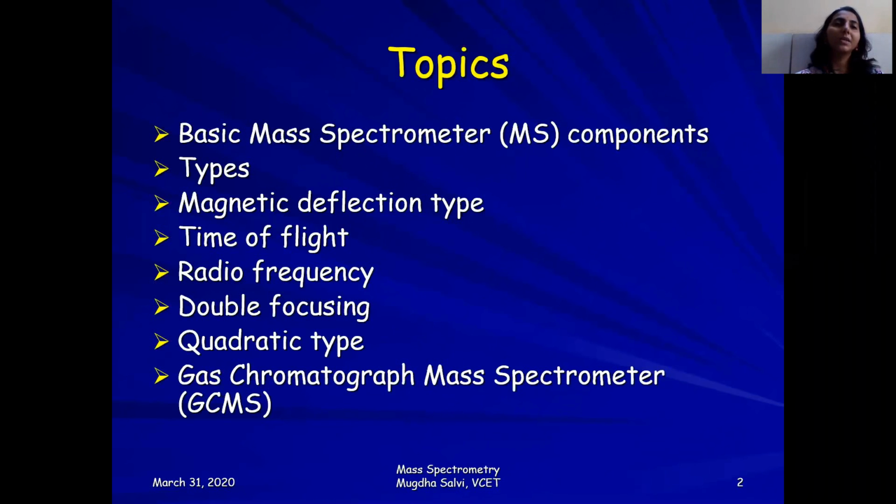The topics that I will be covering today are the basics of mass spectrometry, its components, and the types of mass spectrometers, which are magnetic deflection, time of flight, radio frequency, double focusing, and quadrupole type. We will also see at the end how gas chromatography and mass spectrometry can be used together to obtain very good sample separation as well as identification.